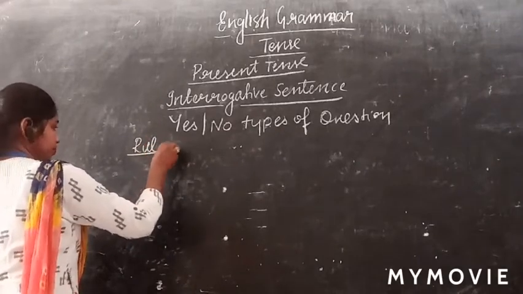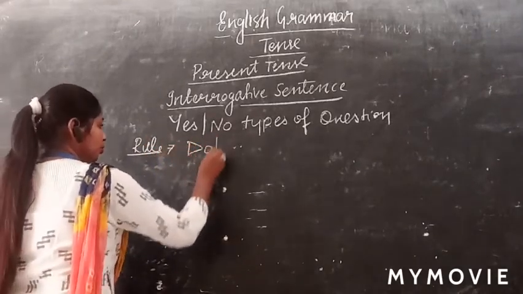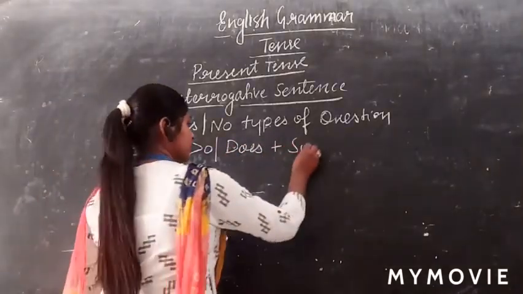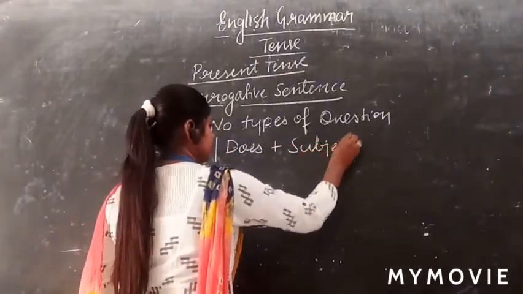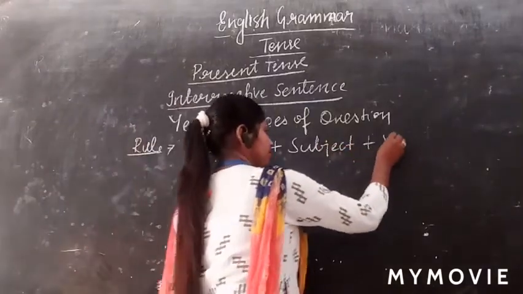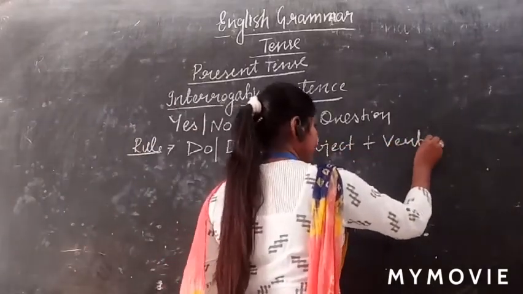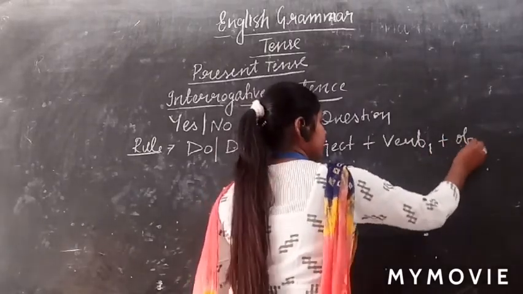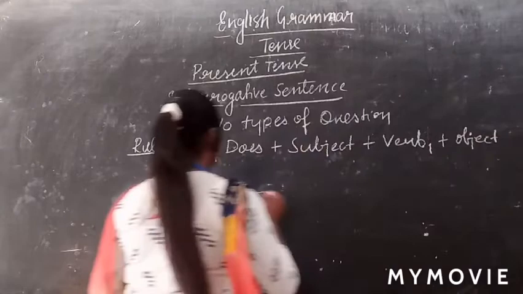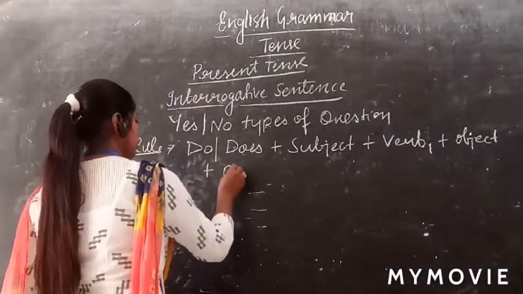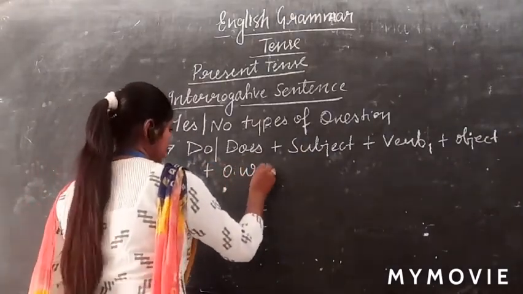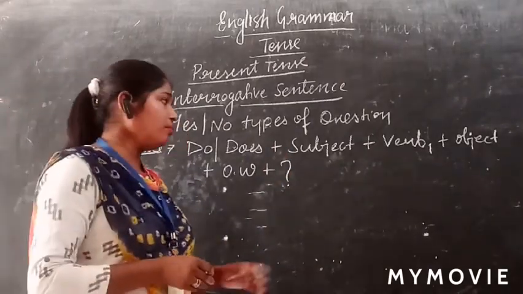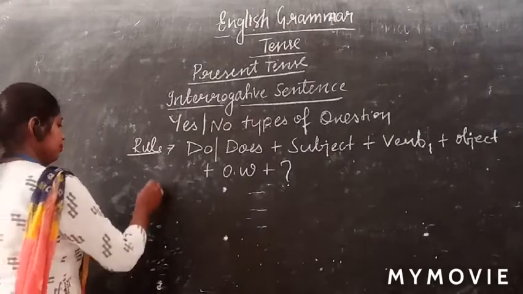Rule is do or does plus subject plus verb in first form plus object plus other words and plus question mark. Okay. Now look at example.